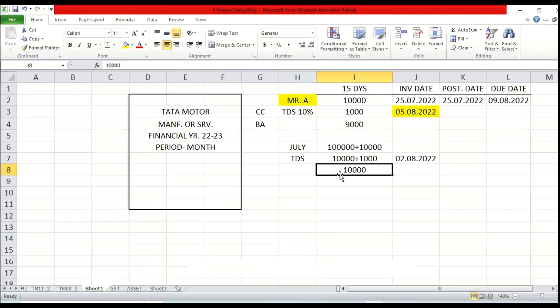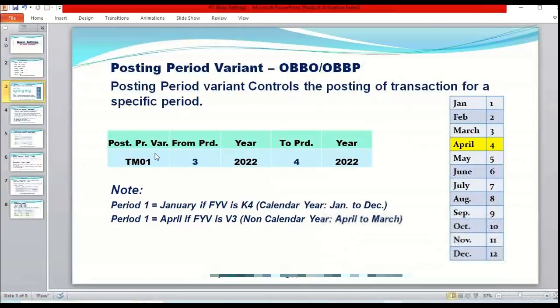Now I'll tell you what happens when they use, let's suppose, the SAP system. In the SAP system we have an option. Which option is there? In SAP we have the posting period variant. There is a setting called posting period variant. Look here. In the SAP system, we have the option to open and close the period.